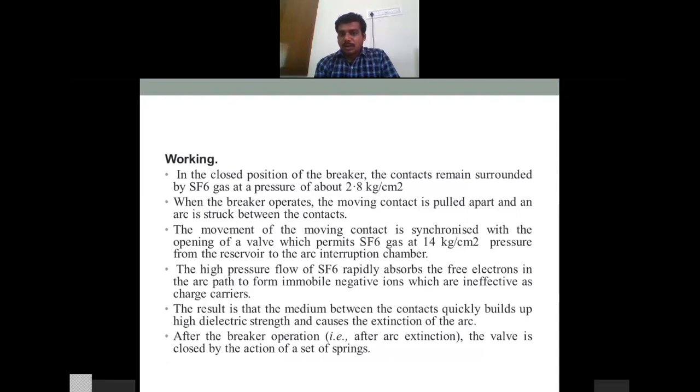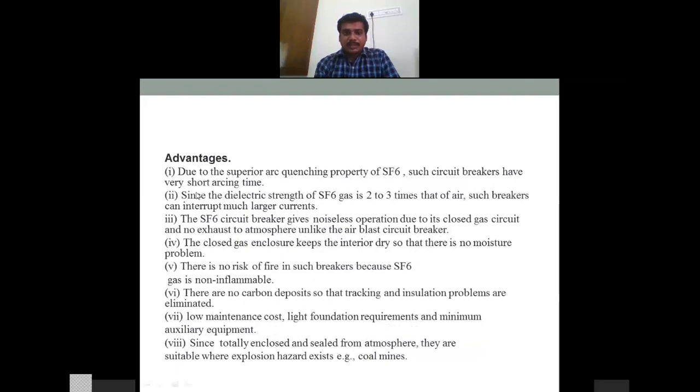In the closed position of the breaker, the contacts remain filled with the arcing tank. Since the dielectric strength of SF6 gas is 2 to 3 times that of air, it can interrupt the current very easily, and it is a noiseless operation, as the whole arrangement is fixed inside the closed chamber. Therefore we cannot hear much noise outside, no atmospheric conditions will affect this operation, and no moisture will enter into the operation.